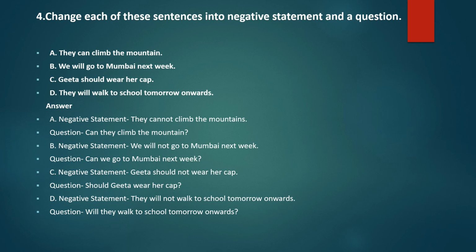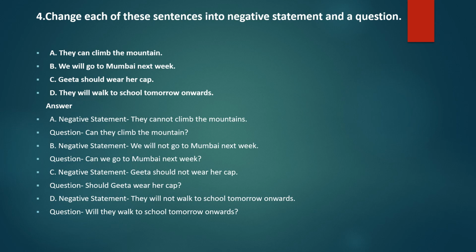So children, come to the first question. Our first A part is, they can climb the mountain. This is a simple statement and first we will change it into a negative statement. They, can is a verb here. So we will use not with can. They cannot climb the mountain.